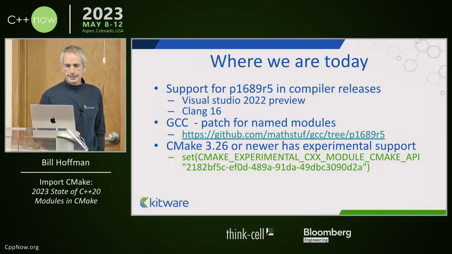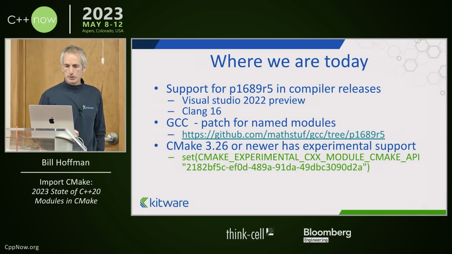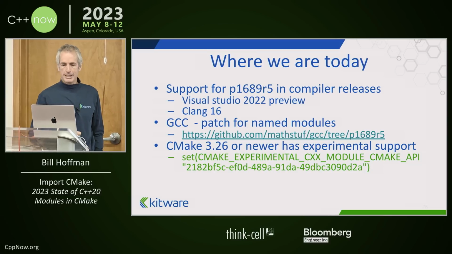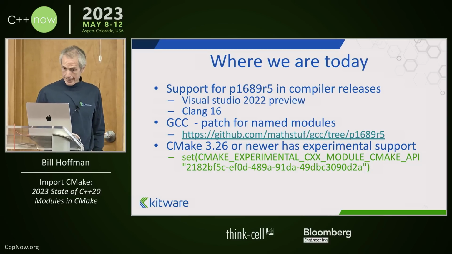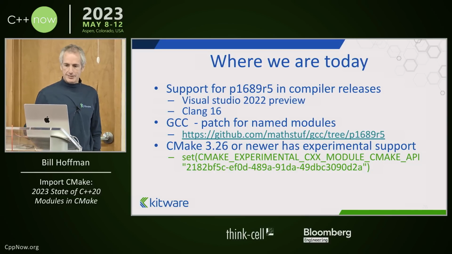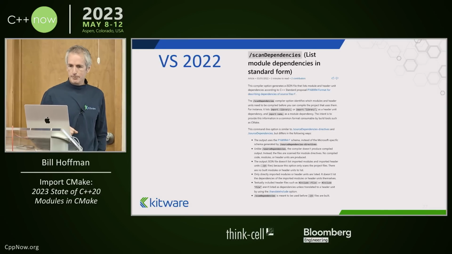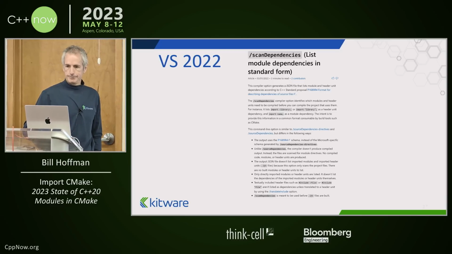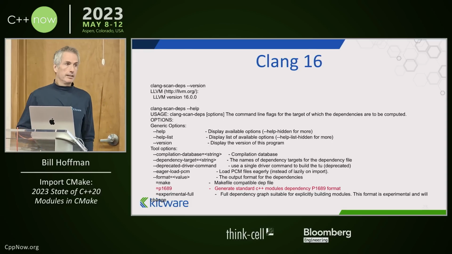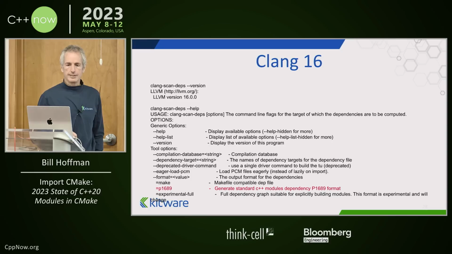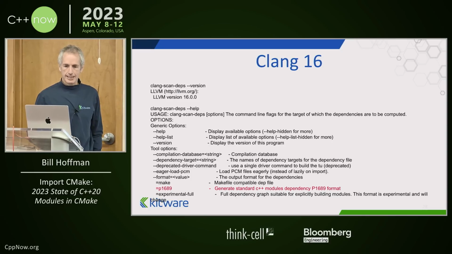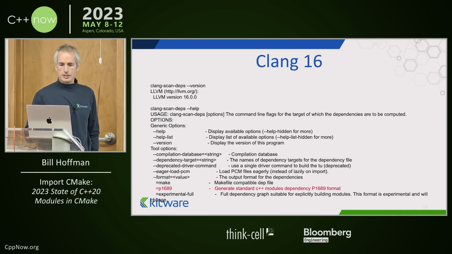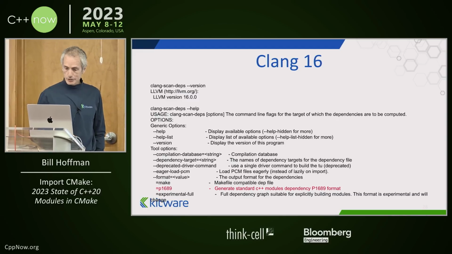CMake 3.26 or newer has experimental support. This is turned on by setting the CMAKE_EXPERIMENTAL_CXX_MODULE_CMAKE_API token. I'll get to that, but that's essentially how you get it right now. Visual Studio 2022 has a scan dependencies option. In Clang 16, the module dependency stuff is put into clang-scan-deps, and it's in Clang 16. And you can see that it supports P1689, the standard C++ module dependency format.